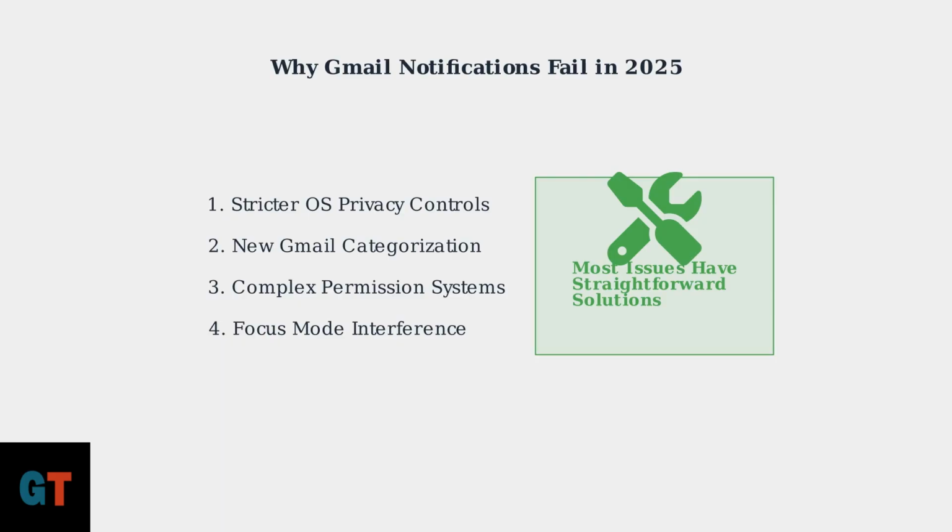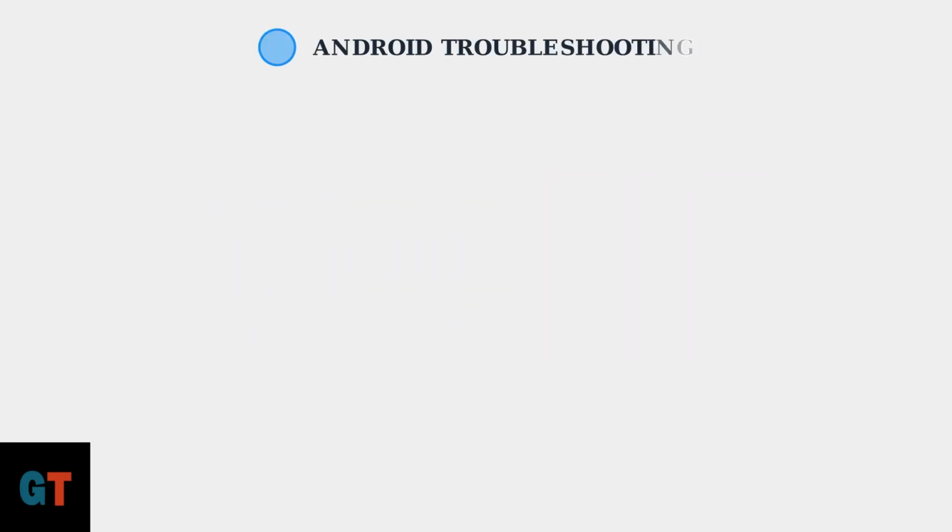The combination of stricter OS privacy controls, new Gmail features, and complex permission systems creates multiple points where notifications can fail. The good news is that most of these issues have straightforward solutions. For Android devices, Gmail notification issues can be resolved through a systematic approach. We'll start with the most common solutions that fix the majority of problems.